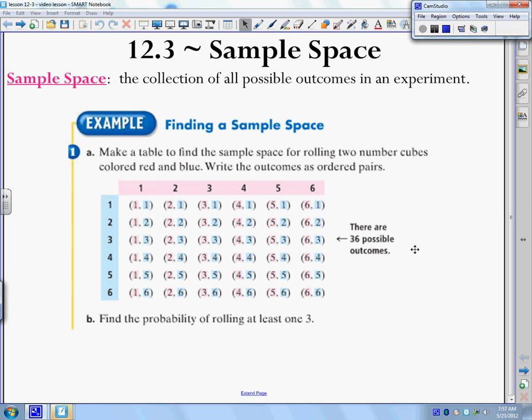Hey guys, this is lesson 12.3, sample space. Take out your notebooks and let's take some notes.